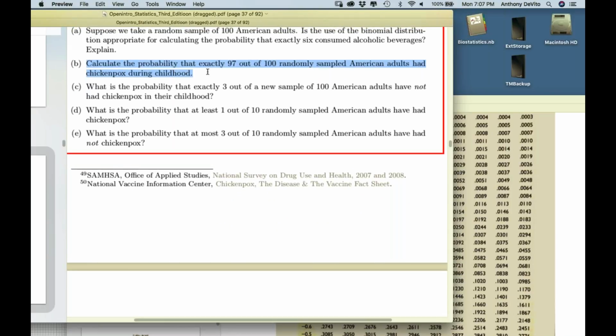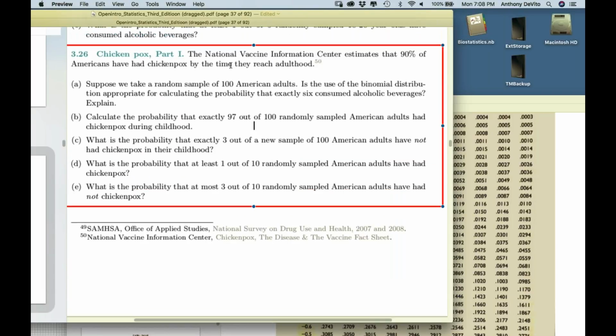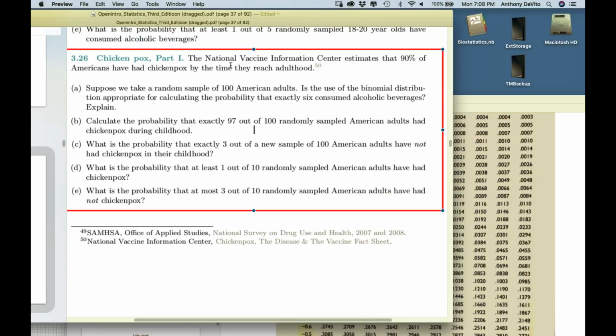Calculate the probability that 97 out of 100 randomly sampled American adults had chickenpox during childhood. Exactly 97 out of 100. Well, how do we do that? It's a binomial distribution, right? You've either had chickenpox or you haven't. We randomly sample 100 American adults and ask them, have you had chickenpox? What's the likelihood that exactly 97 out of those 100 are going to tell us yes?